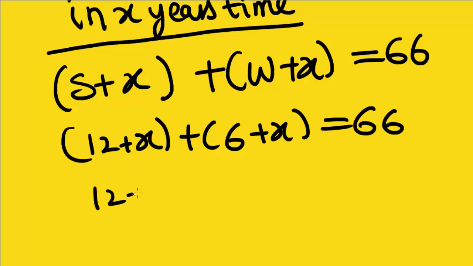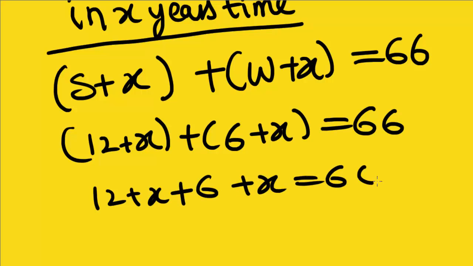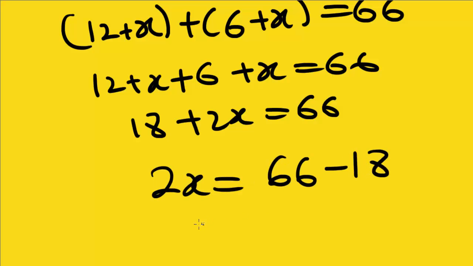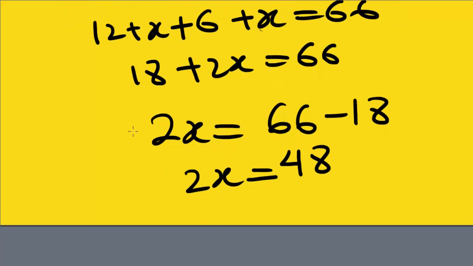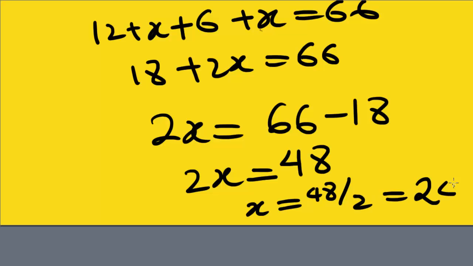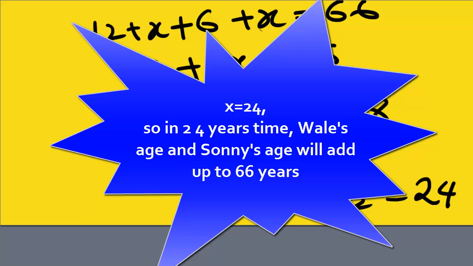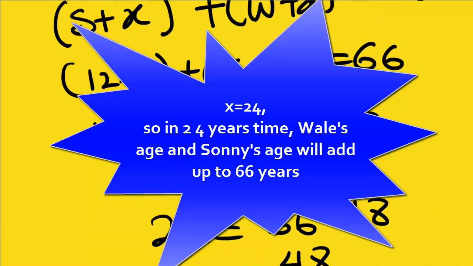So let's simplify. By dropping the brackets, you get 12 plus X plus 6 plus X equals 66. Simplify, you get 18 plus 2X equals 66. If I subtract 18 from both sides, you get 2X equals 66 minus 18, which gives 48. So that X is 48 divided by 2, which is equal to 24. That means that in X years time, in 24 years time, their ages will add up to 66.